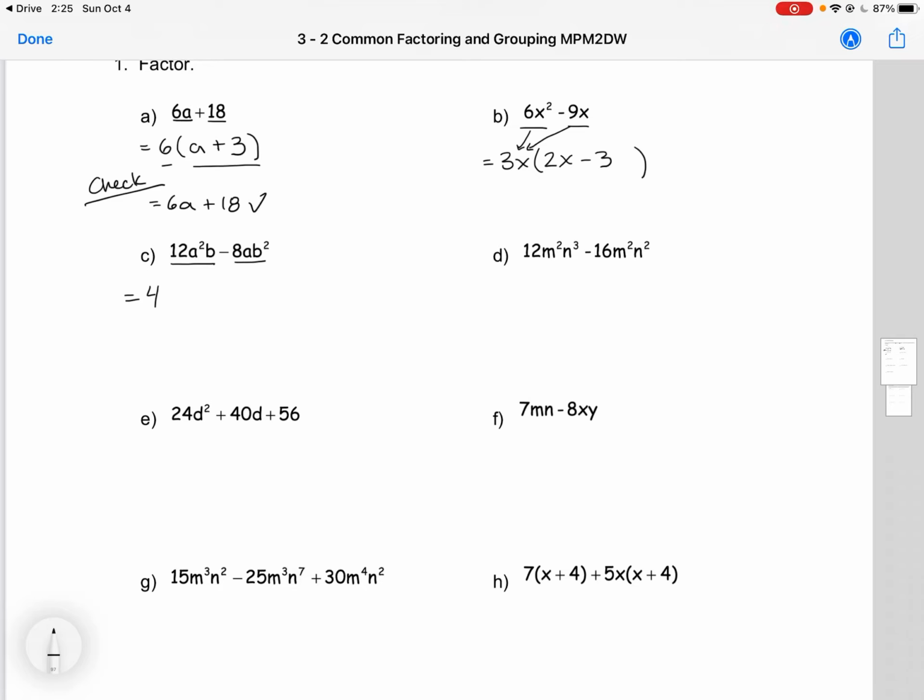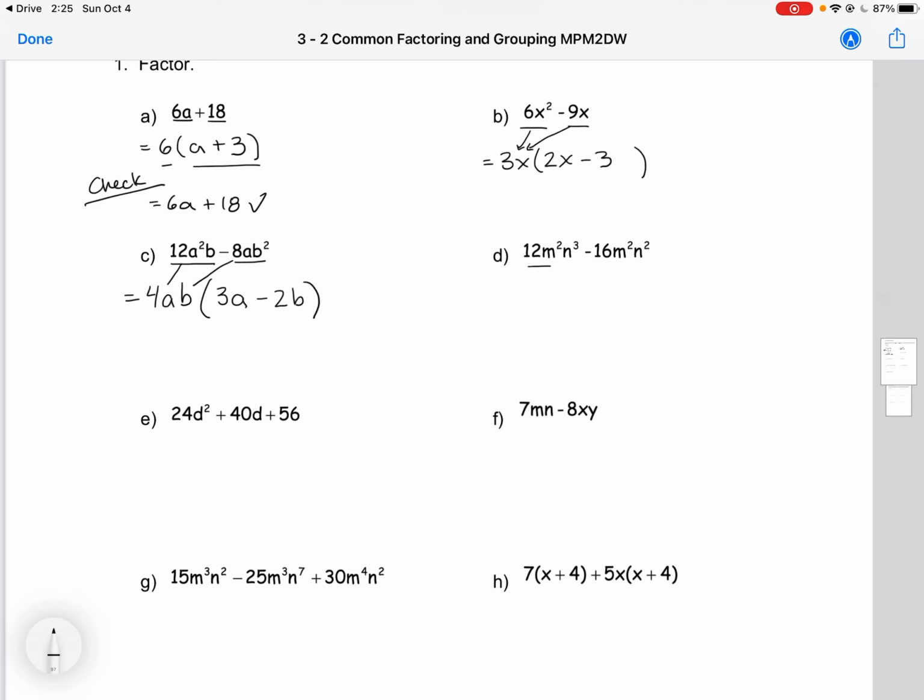Now I'm going to look at my a's. The biggest a that they have in common is 1a, and the biggest b that they have in common is 1b. That means that my common factor is 4ab. Common factor means I can divide it by both terms without getting a decimal. So now I'm going to start dividing my first term by my common factor, which will leave me with 3a, and then my second term by my common factor, which is going to leave me with 2b.